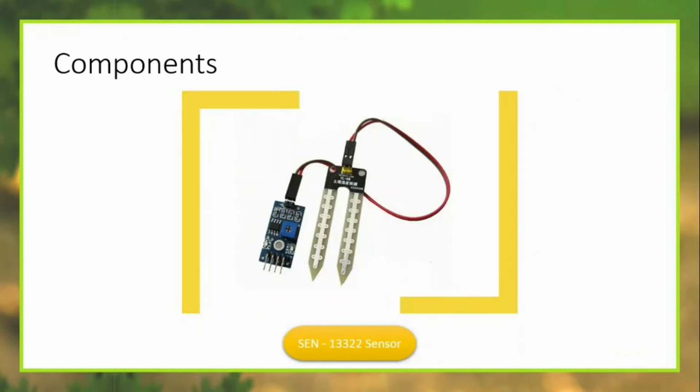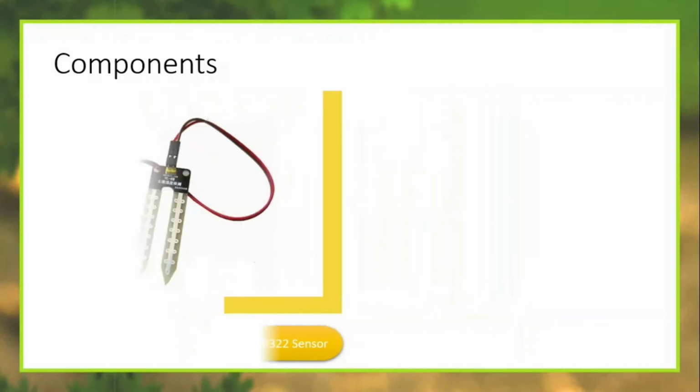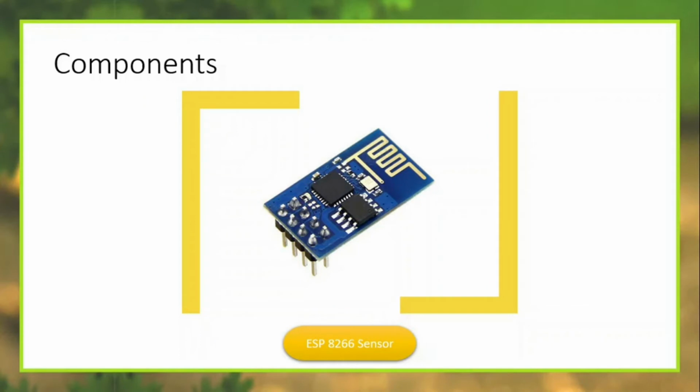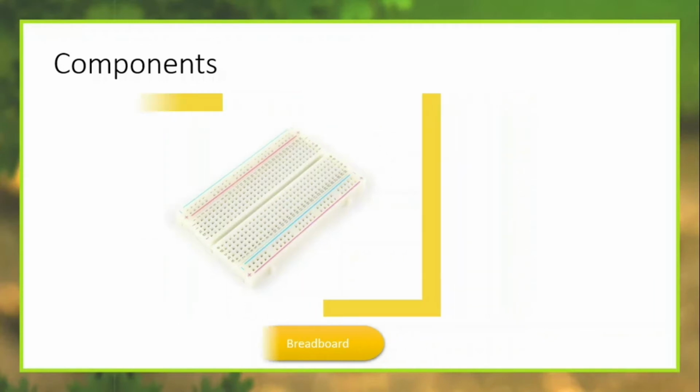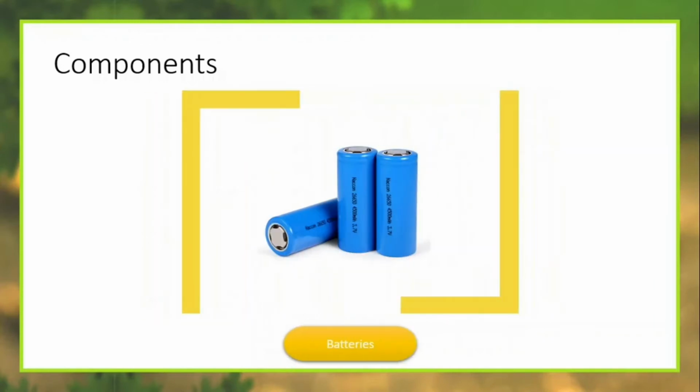Following on, there is the SEN13322 sensor to detect the amount of water in a plant. Then there is the ESP8266, which is the Wi-Fi module to send data from the Arduino board to a device in the same network. Next, there is a breadboard which helps to provide the space to set up this system. The last but a very important component is the battery pack, which provides power to the system.